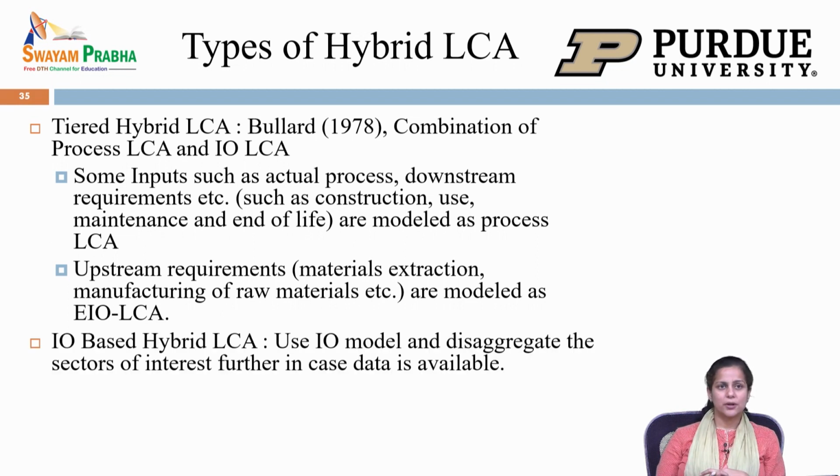Then we have what we call IO based hybrid LCA. In this case, we use the input output model, but we further disaggregate the sectors of interest in much finer detail by using the process information. So, let us say you are looking at an energy sector and you want to distinguish between wind energy and solar energy. For that, you can use the input output model and further disaggregate the wind energy and the solar energy sector to create a new input output model, and this will also be hybrid, because what you have done is you have used the process information about the energy requirement or the flow requirement for solar versus wind to disaggregate the model.